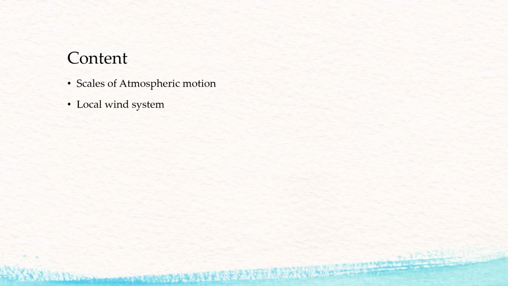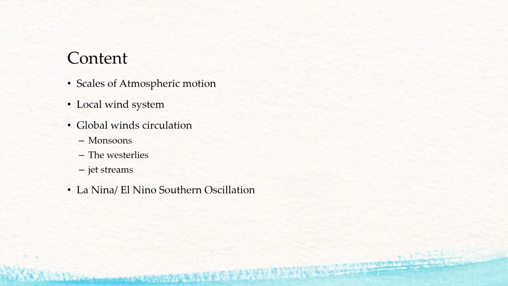So, for today's content, we're going to tackle the subtopics. First, we're going to discuss the scales of the atmospheric motion, and also we're going to check the local wind system as well as the global wind circulation and a little bit of what is monsoon, and we're gonna also see the westerlies and define the jet streams. And also we're gonna discuss the La Nina and El Nino southern oscillation. All of this we're gonna learn today.